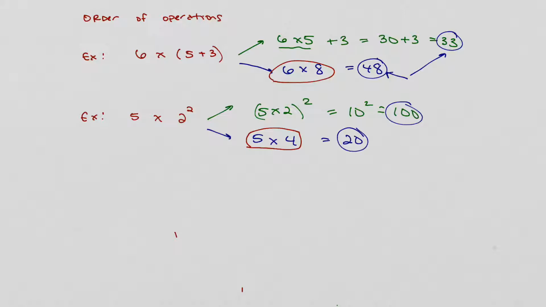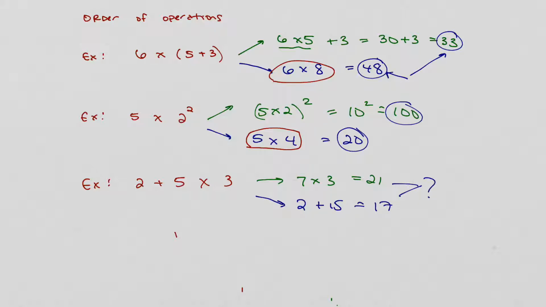So here's one more example for you. What if I gave you 2 plus 5 times 3? If we did the 2 plus 5 first, that would give me 7 times 3, which is 21. Or if I did the 5 times 3 part first, that would be 2 plus 15, which gives me 17. Those things don't match up, and this second one is the way to go.